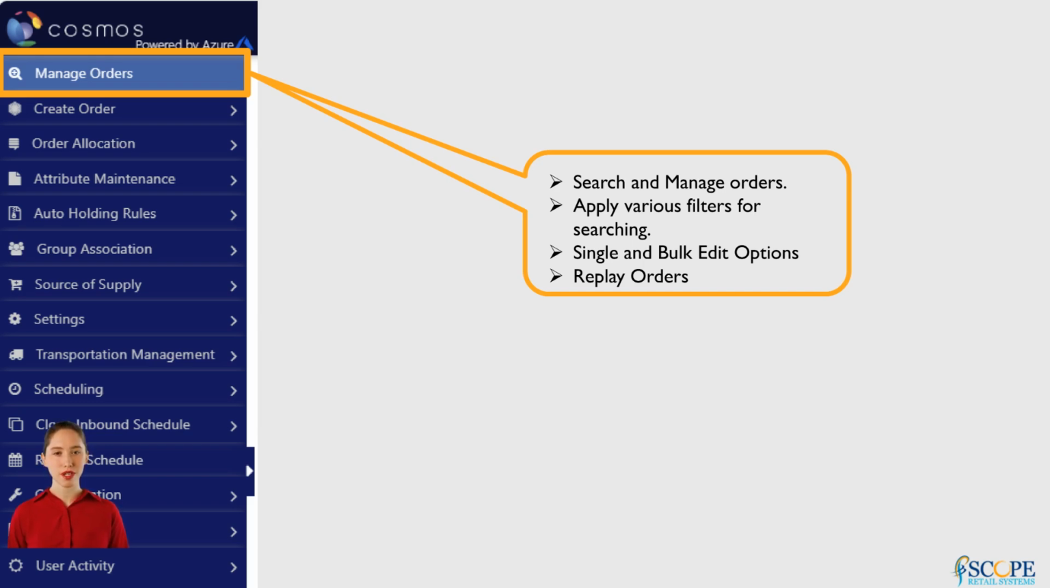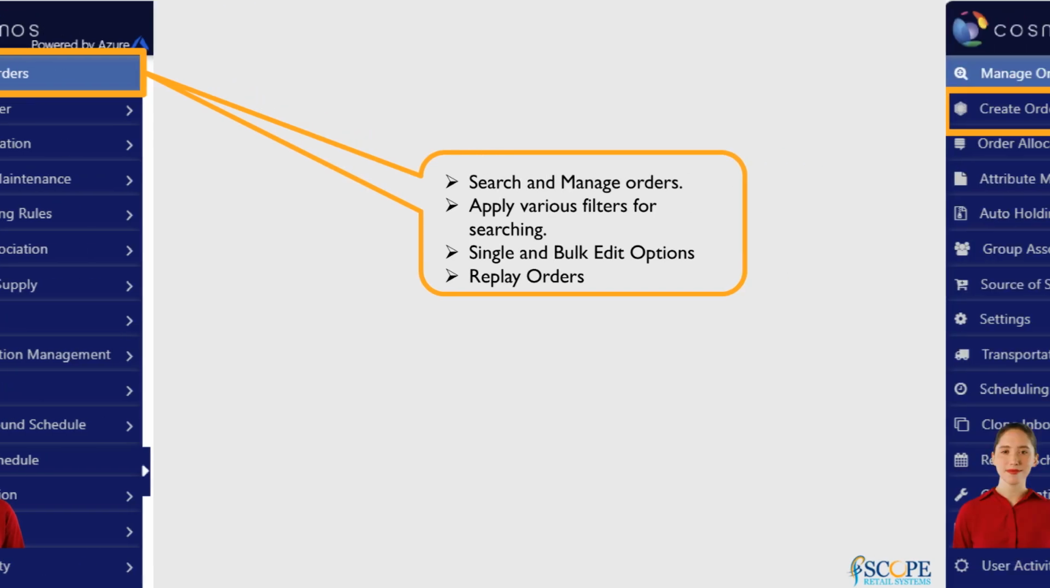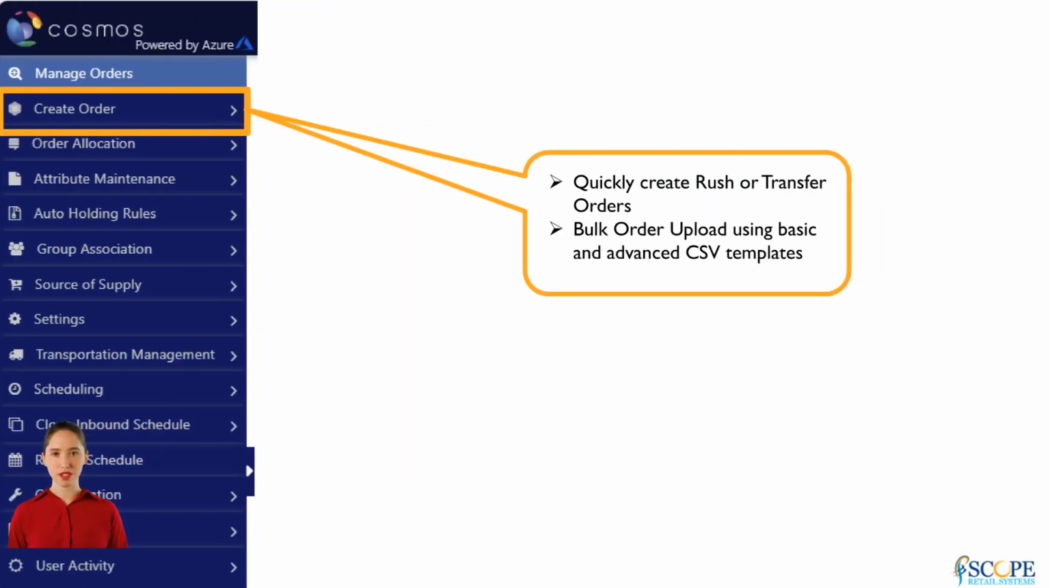Clone an existing order using the replay feature. Create rush and transfer orders with an intuitive interface. Do you want to create multiple orders at once? No problem. You can upload up to 1 million orders using a bulk order CSV template. It's worth mentioning that Cosmos integrates with various enterprise systems to automatically source orders. More about it in later chapters.